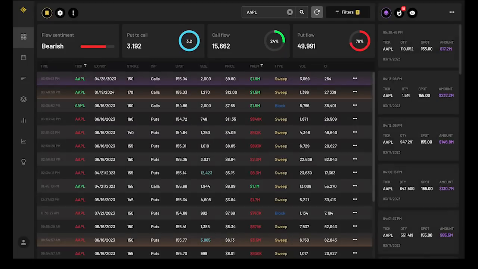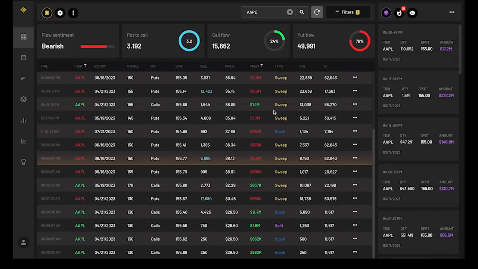Apple, 76% in the puts, seeing a good amount of sweep orders here. This one, April 21st expiration date, 130 strike price. They entered around 155.5-ish, okay? So over 17,000 in size.